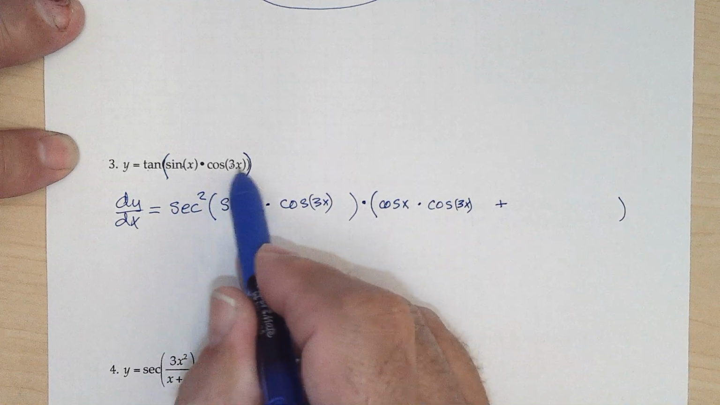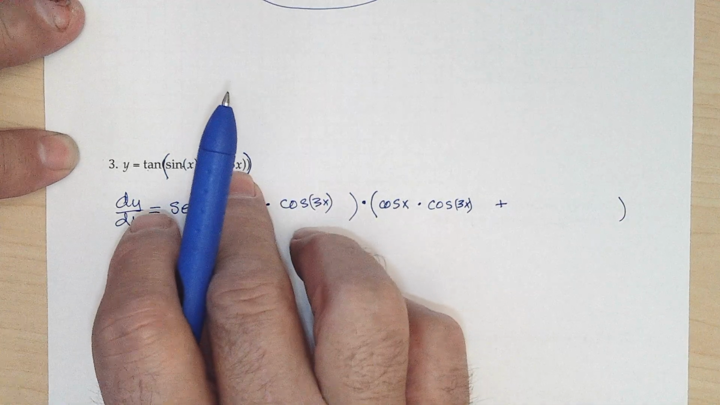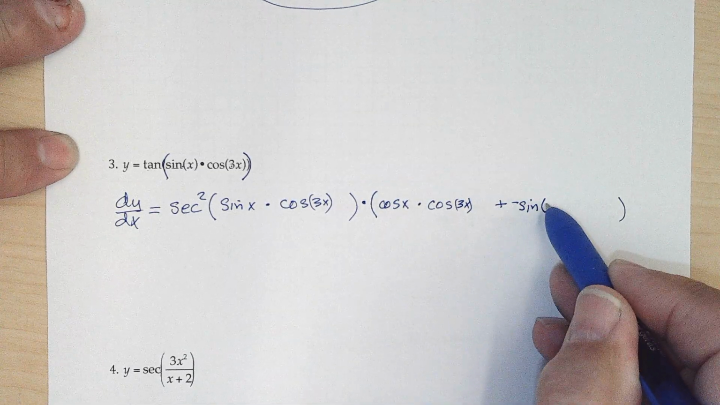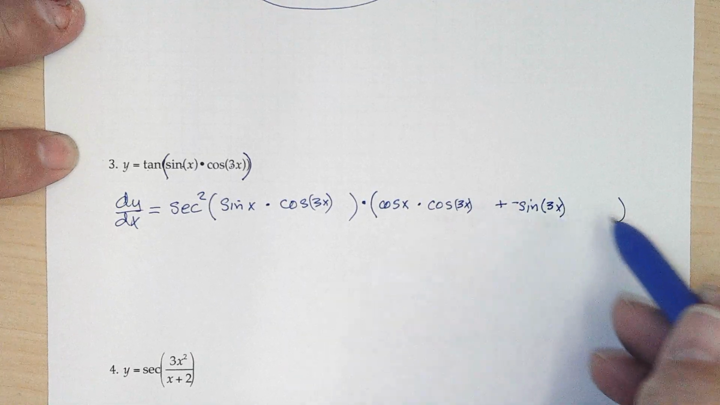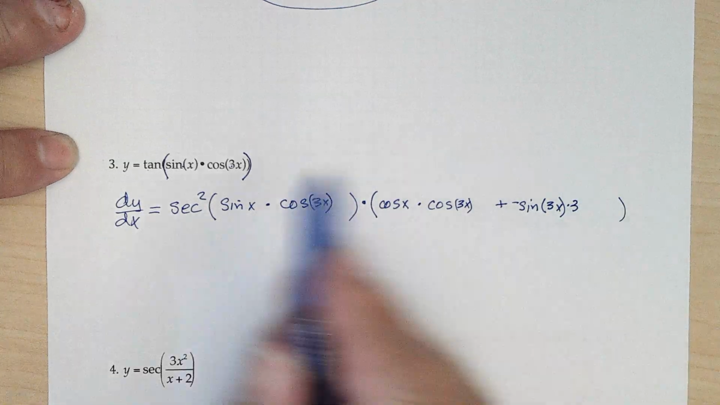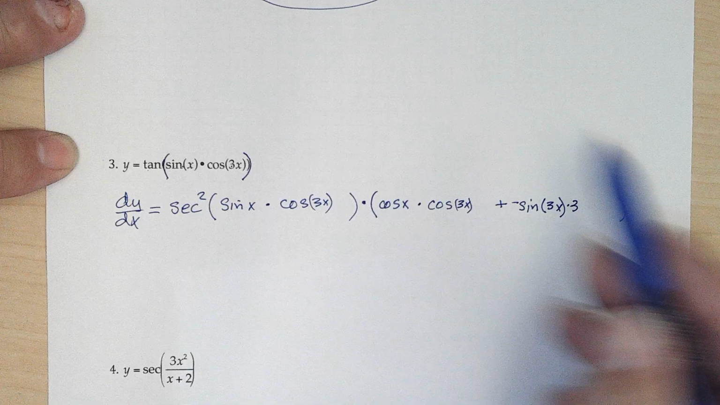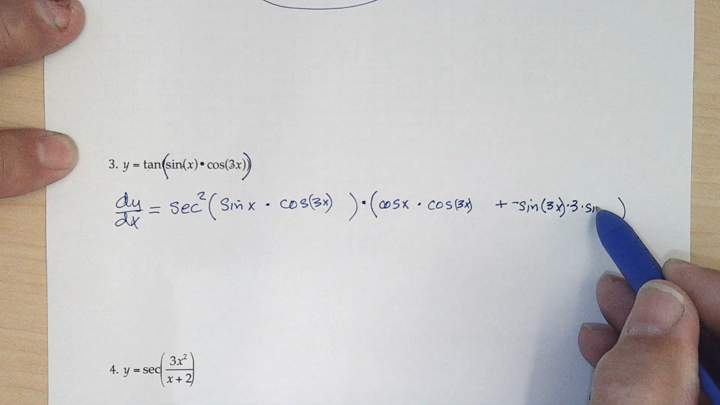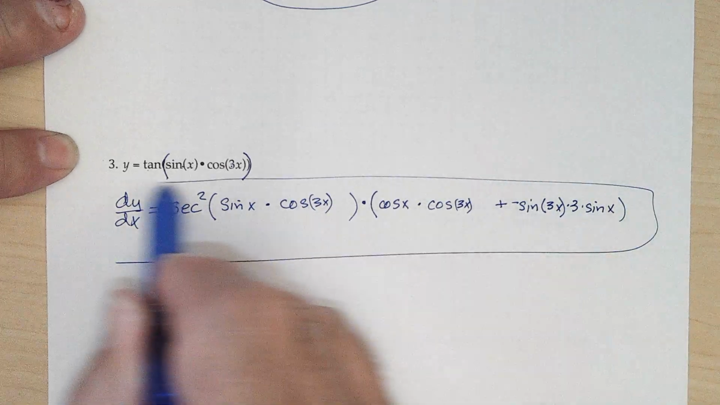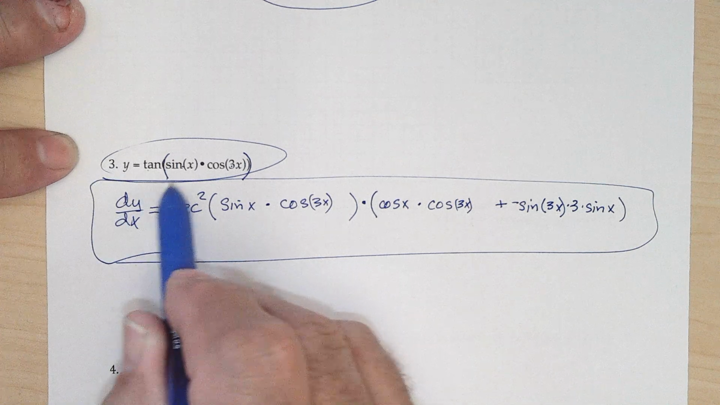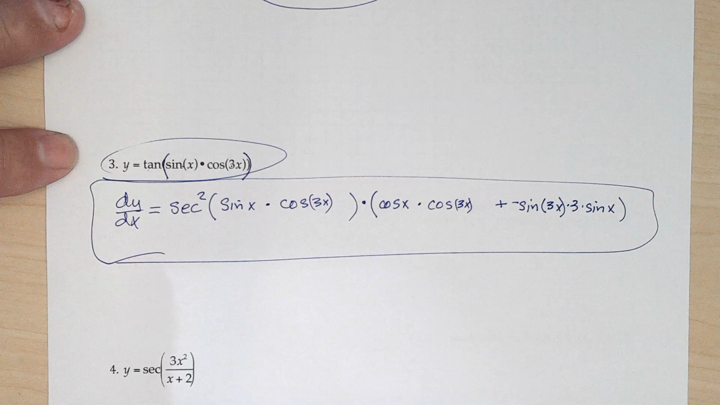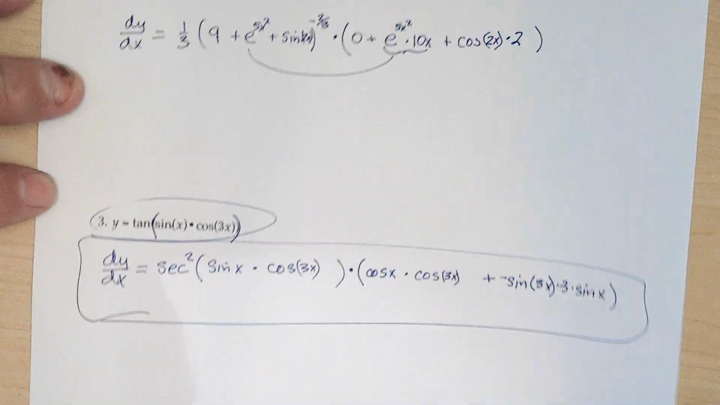plus the derivative of the second. So the derivative of cosine of something is negative sine of the something. In this case, it's not just an x, so we have to take the derivative of that, which is a 3. So that's the derivative of the second times the first. And that would be the derivative of tangent of sine times cosine of 3x. Messy. Just checking to see if you know how to do your derivatives.